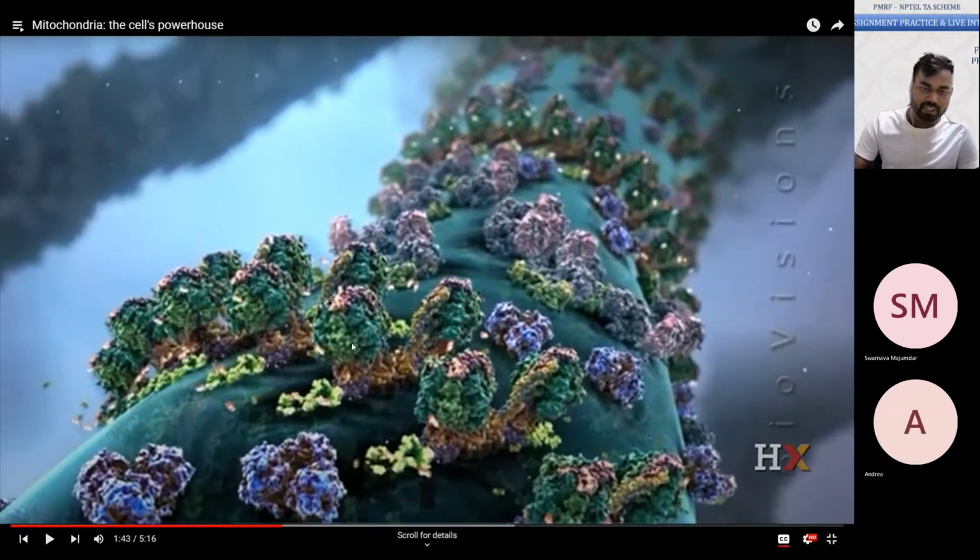Now they will describe the different complexes that are involved in the electron transport chain. The electron transport chain will be explained again in a later video, but first let us get an overview of these complexes.